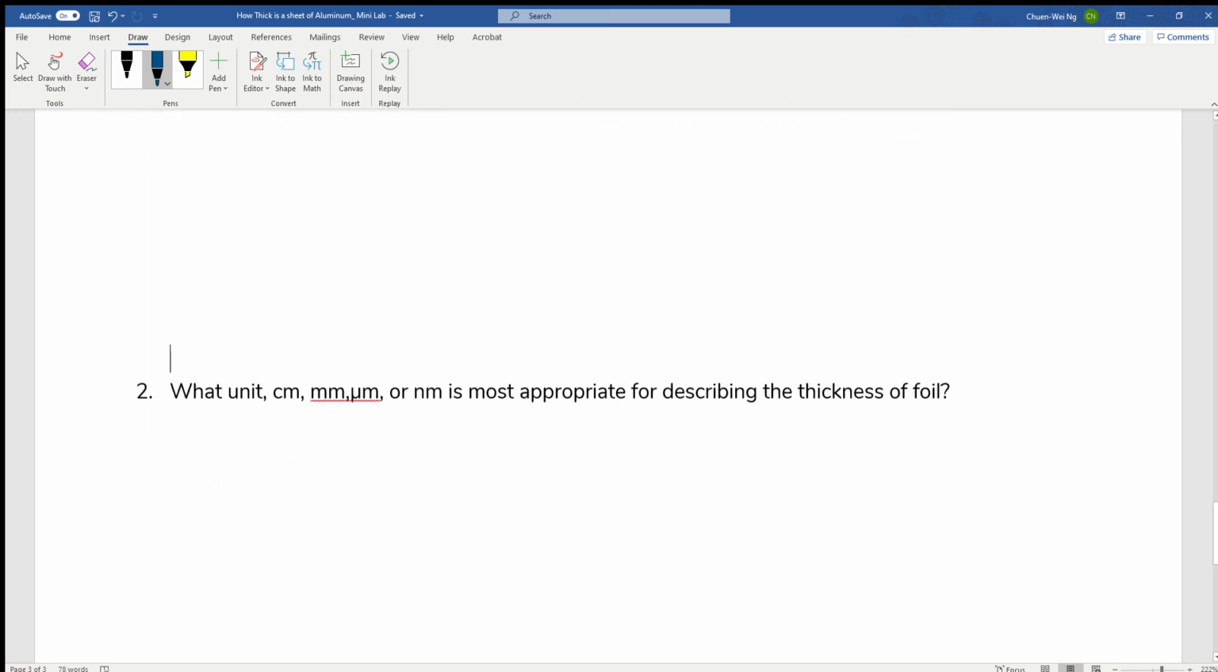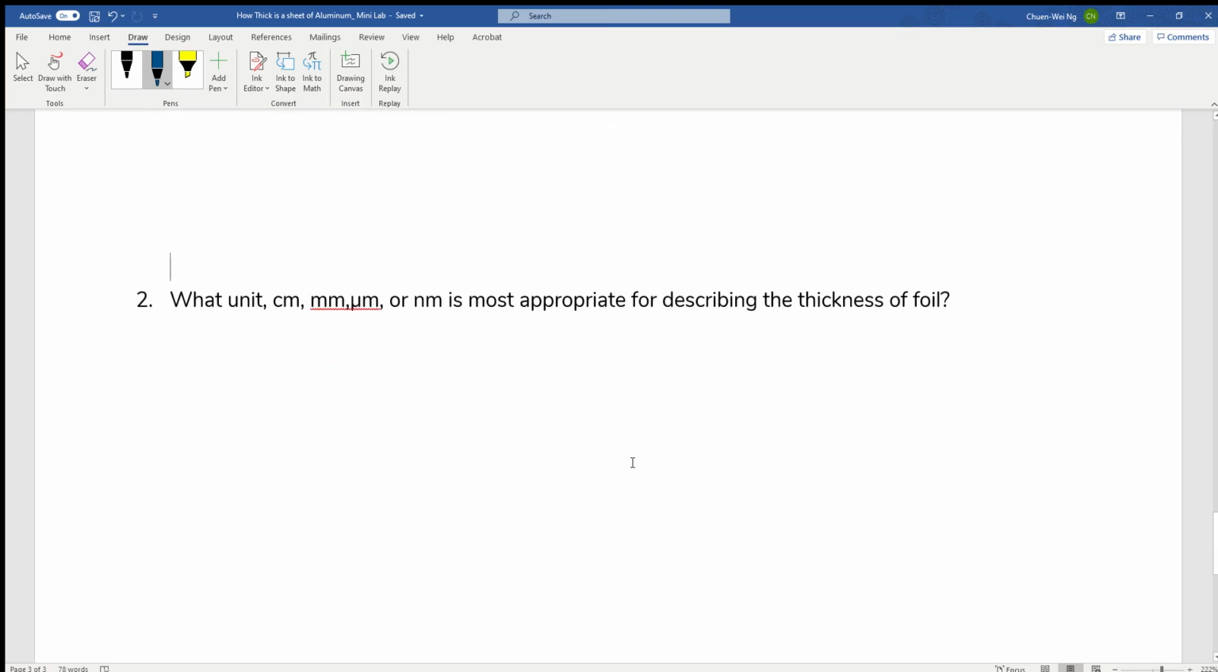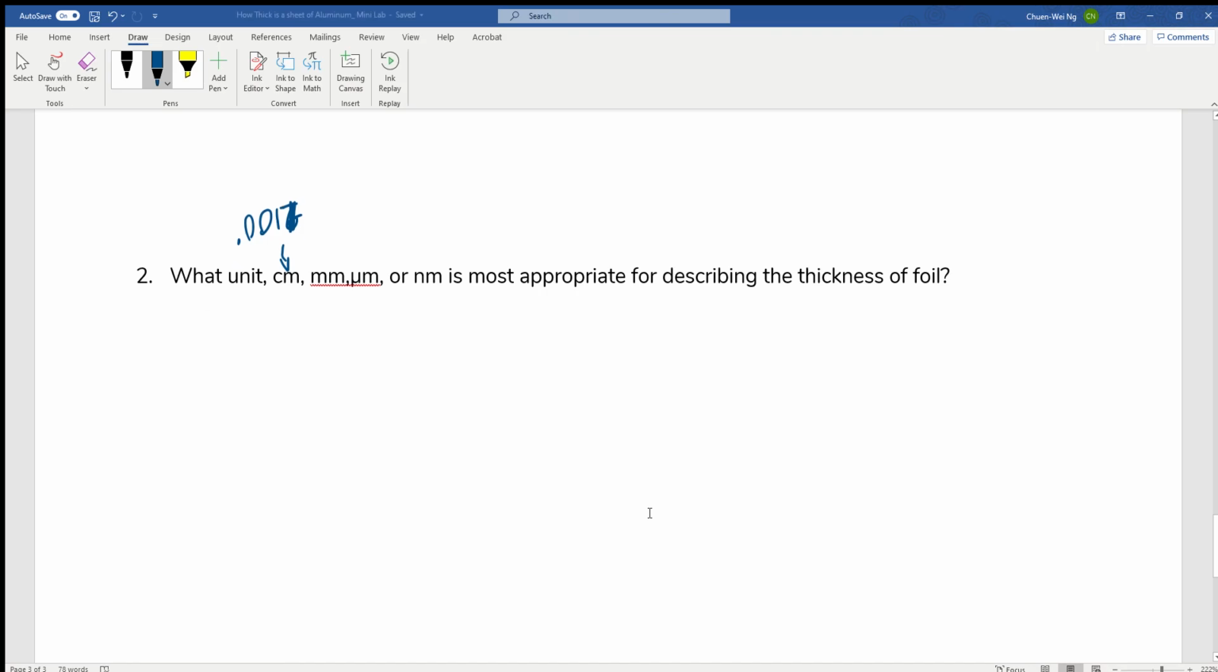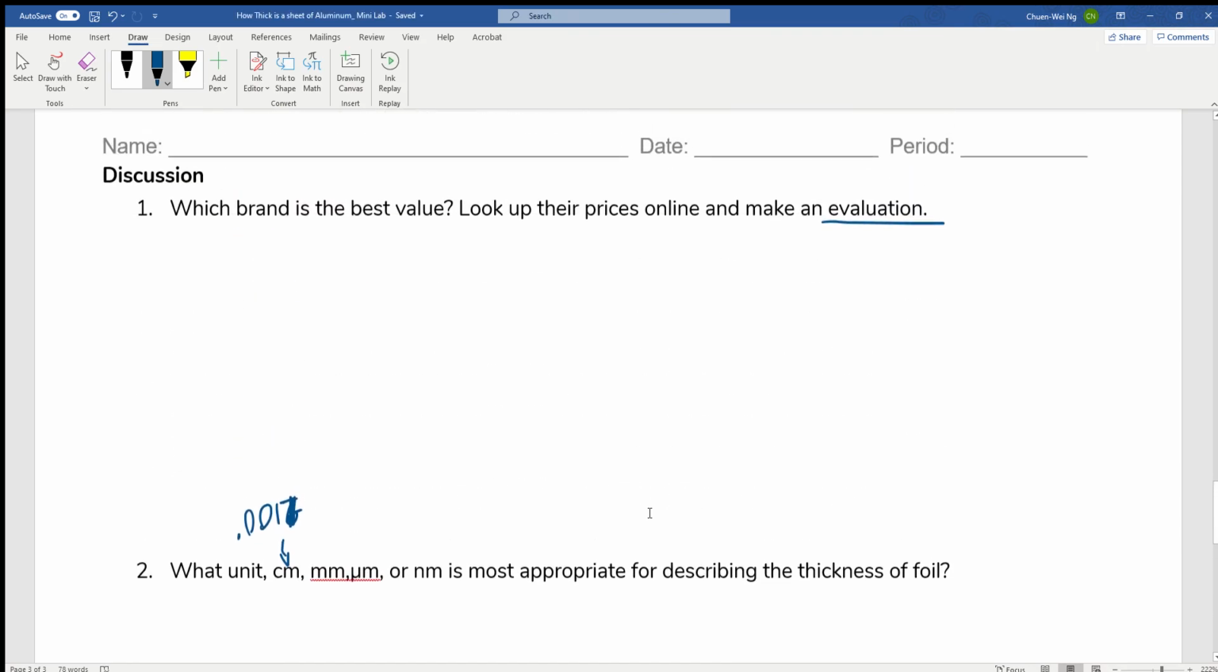And lastly, choose the right unit. Is using centimeters appropriate? I mean, it was 0.001617 centimeters, right? Is that the best way to write this number, or are there more convenient numbers? What's the most appropriate unit for describing the thickness of aluminum? So that should take you a little bit of time. Take your time with it. Write well. I want you to write deeply.